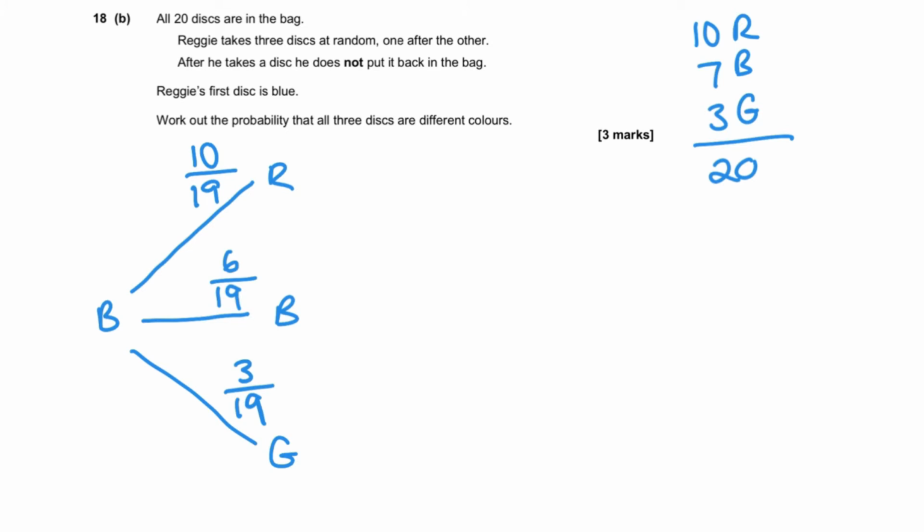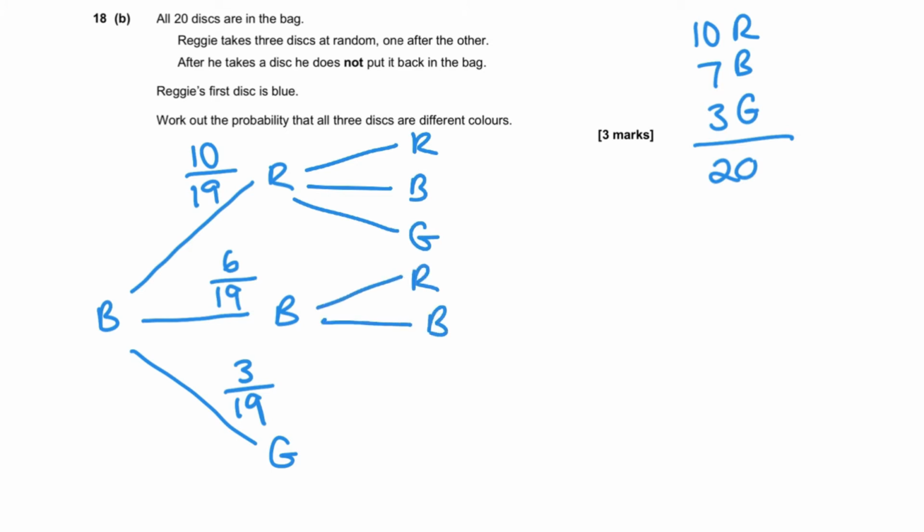So then Reggie takes a third disc, so it doesn't matter what colour our second or our first one is, the third one could be red, could be blue, or could be green.